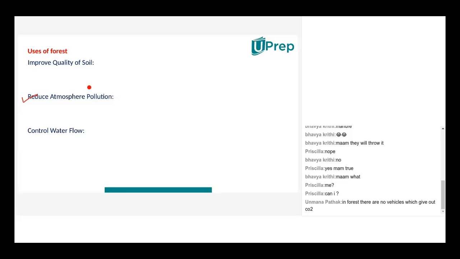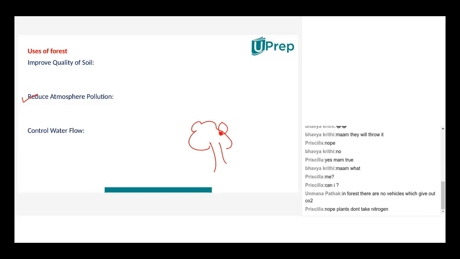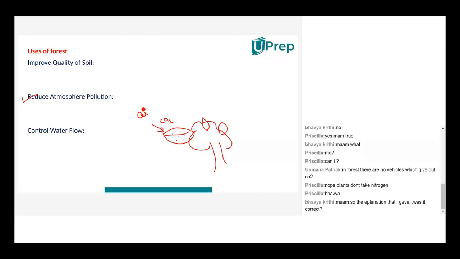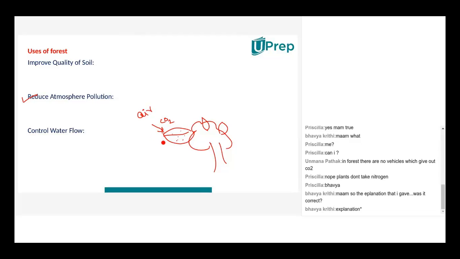Correct. Excellent. So for example, if this is the tree in a forest, and there are multiple leaves. In a leaf there are stomata underneath the leaf. It takes in carbon dioxide. It will not filter, it will just take in air. So along with that air, certain other gases also go into the leaf, and it releases pure oxygen. So here the air has got filtered.